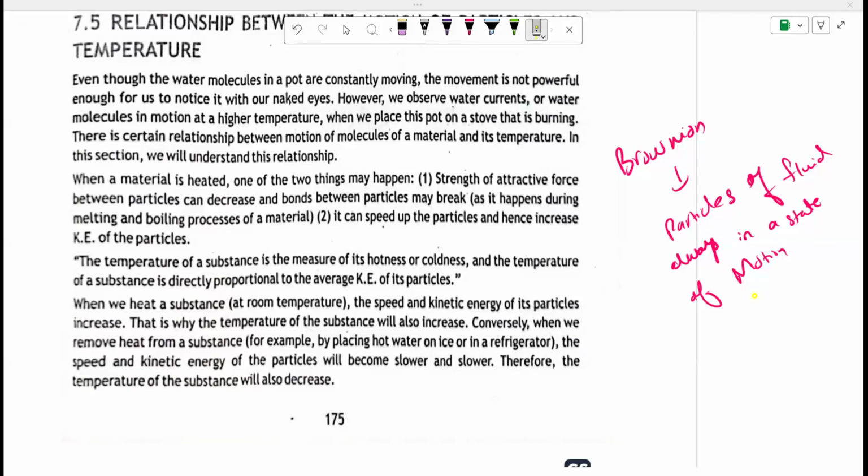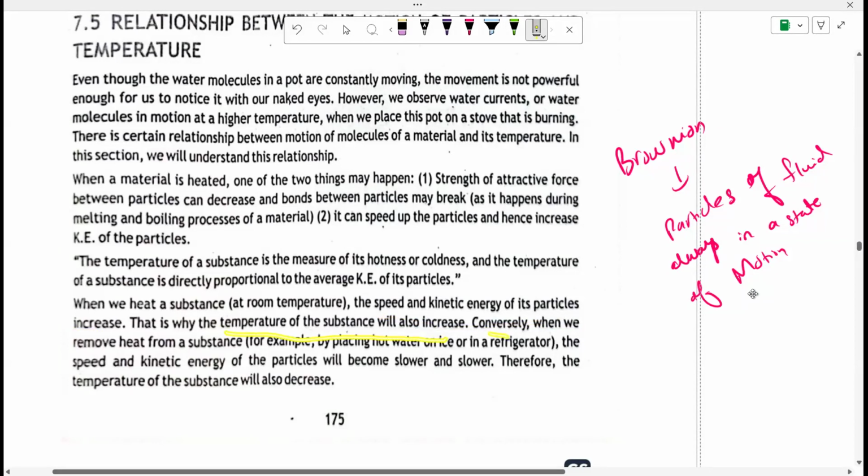बाकी ये temperature की वो second definition भी यहाँ पे लिखी हुई है जो मैंने आपको बताया था कि as a measure of hotness and coldness, temperature of a substance is directly proportional to average kinetic energy of the particle. ये जो कल definition बताया था and ये साथ में temperature की definition है. When we heat a substance, the kinetic energy of its particles increases. That is why the temperature of the substance will also increase.